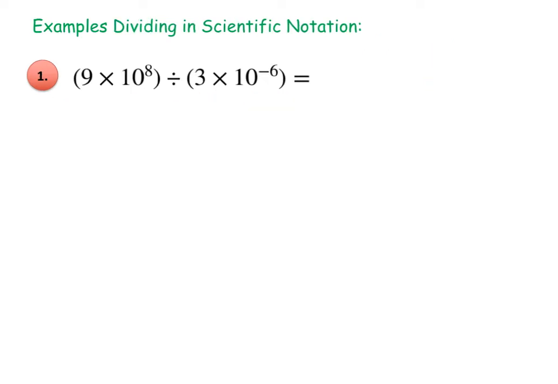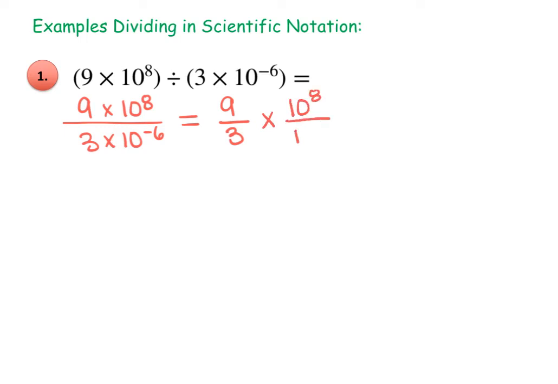So let's jump into an example where we're dividing in scientific notation. So when we're dividing in scientific notation, I can rewrite this as a fraction as well. So I can go 9 times 10 to the power of 8 over 3 times 10 to the negative 6, since fractions and division are the same. And what I can also do is rewrite this as the product of two fractions. I can say 9 divided by 3 is being multiplied by 10 to the power of 8 divided by 10 to the negative 6.